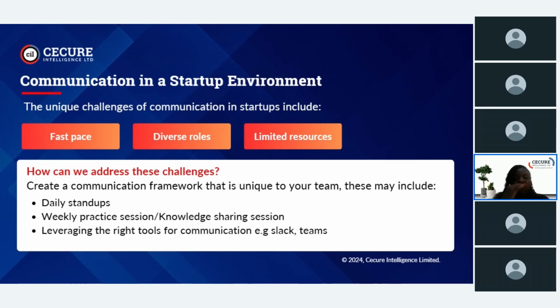So how we can actually do this is, one, create a communication framework. Creating this communication framework would also be peculiar to your team. However, when you create a communication framework, you have to create one that is unique to your team, unique to the challenges that you have as a team. And this may actually include adding daily stand-ups to your communication framework.